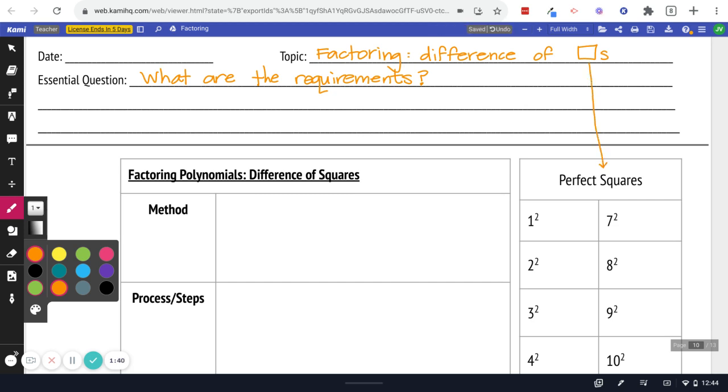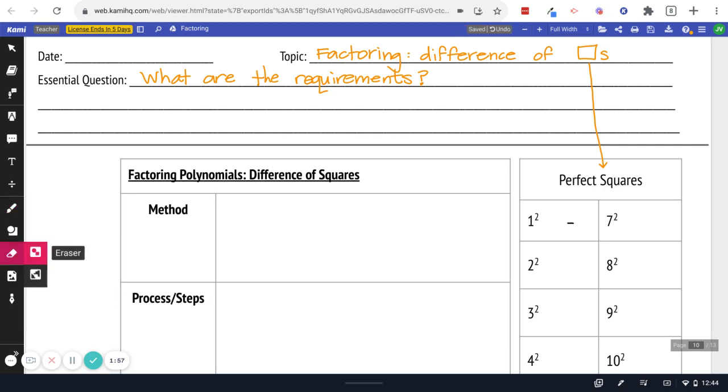So really quickly, let's talk about what perfect squares are. Remember, a perfect square means a number times itself. So for example, 1 squared is just 1 times 1, which is just 1. Now we're not going to do that for every single one, right? But that's where it's coming from. So 1 squared is 1.